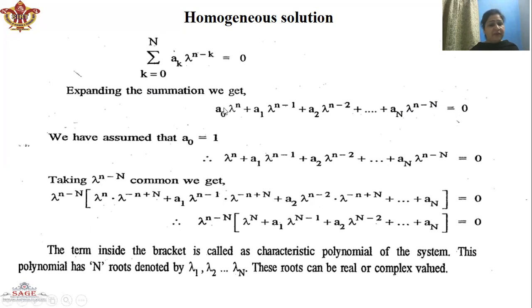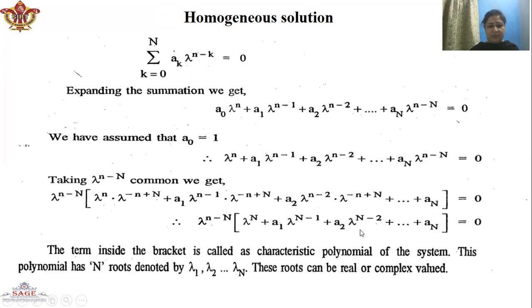Now we know we have assumed a0 is equal to 1. So in place of a0, we will write 1. So we will get this equation. Now we will take lambda^(n-N) common from all these terms. So I'll get this equation after taking lambda^(n-N) common. Now this term inside the bracket is known as the characteristic polynomial of the system.